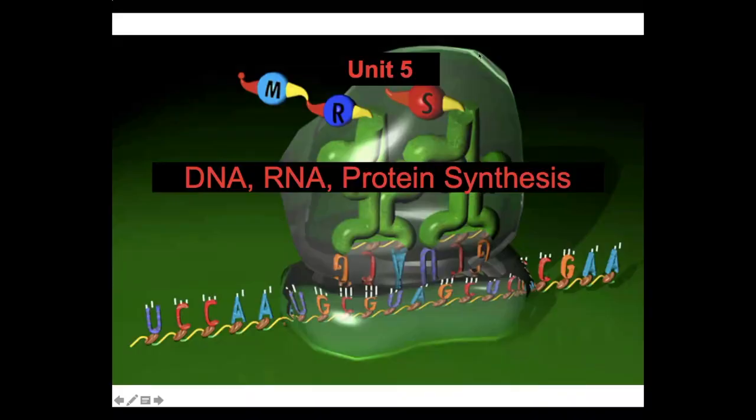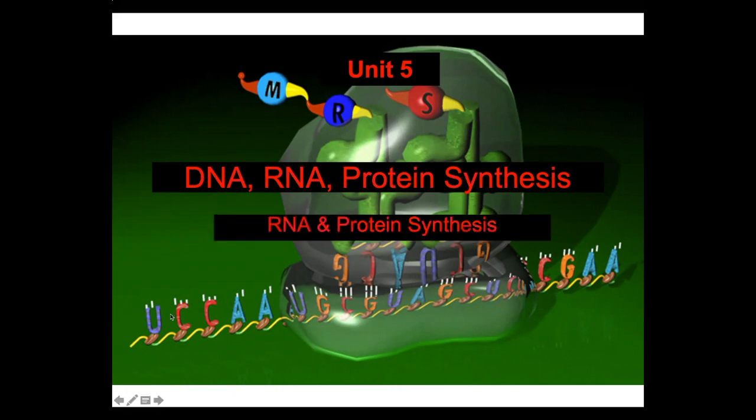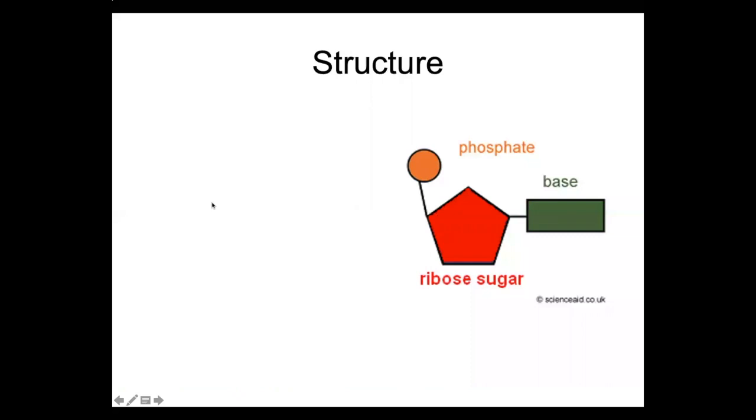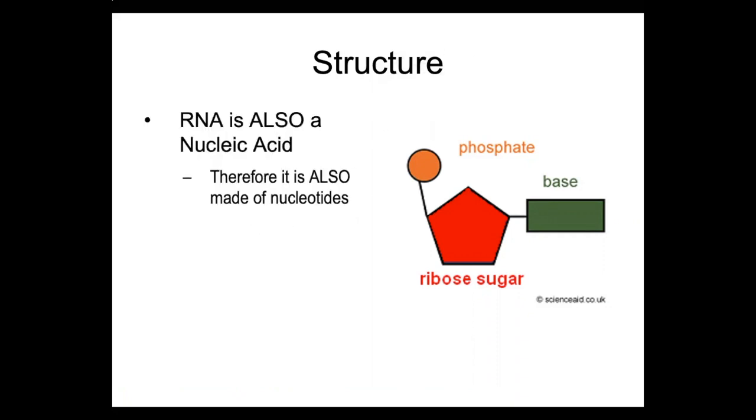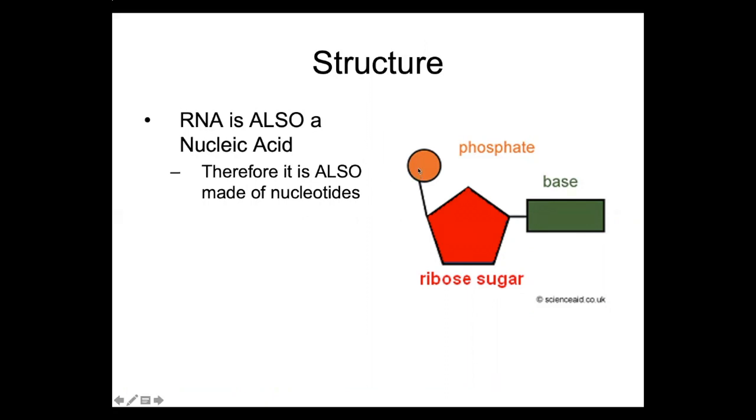All right, so since we just went through the whole big picture on the whiteboard together, I'm going to try to speed through these notes as fast as I can, so feel free to pause to write down as much as you need to. So this is all about RNA and protein synthesis. First off, the structure. Your RNA is a nucleic acid. Therefore, it is also, just like DNA, made out of nucleotides, which is a phosphate, a sugar, and a base. The difference is it's a different sugar.